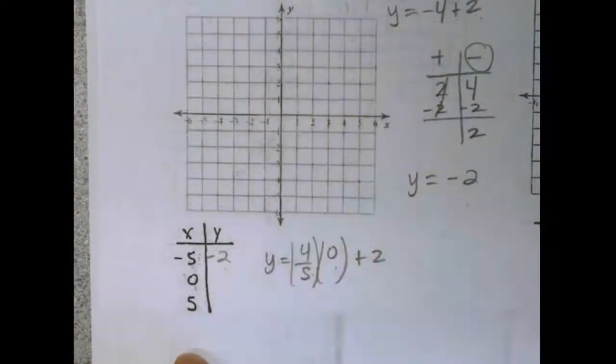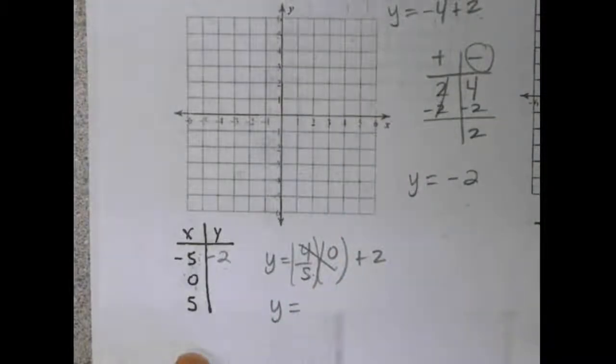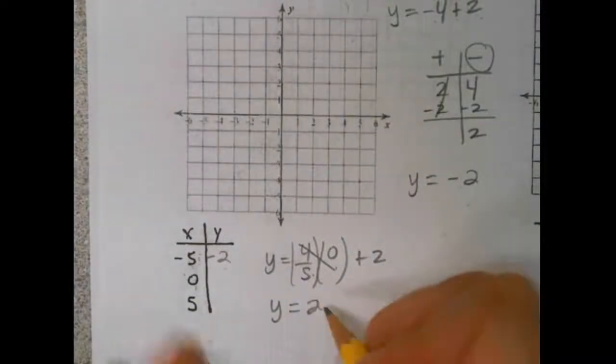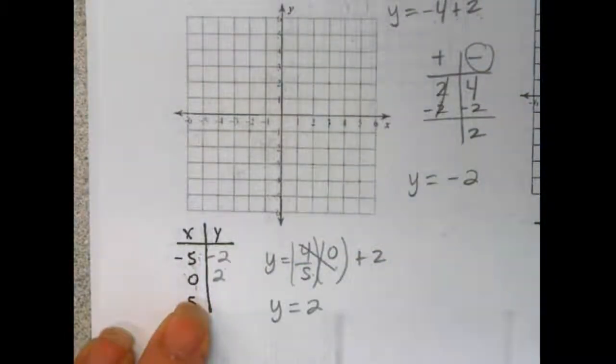Anything times 0 is what? So I can just cross that out. What am I left with? Y is equal to what? 2. So when x is 0, now y is going to be 2. Make sense?